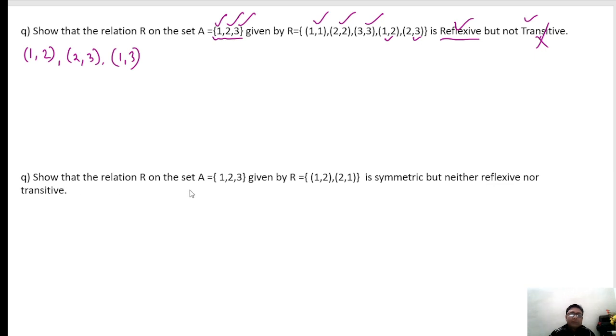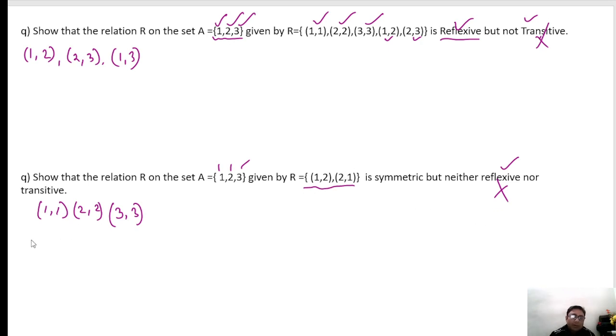Next, see here, we have to choose the elements 1, 2, 3, इनका टेस्ट होना चाहिए. They are telling to show it is symmetric but not reflexive. देखिए रिफ्लेक्सिव के लिए क्या होना चाहिए, you should have (1,1), (2,2) and (3,3). ये तीनों ही नहीं है इसमें, that means it is not reflexive.